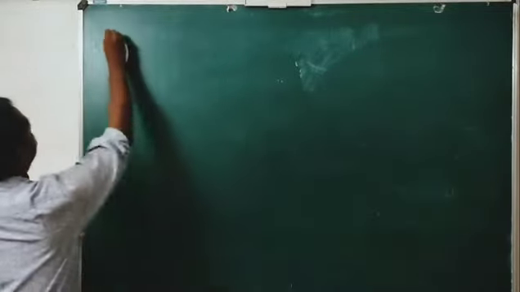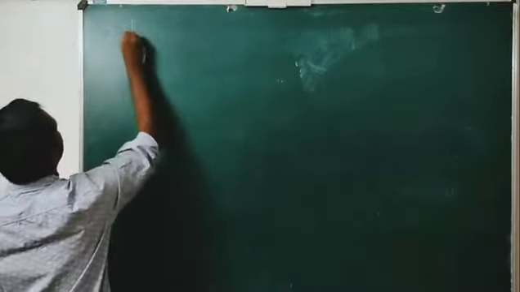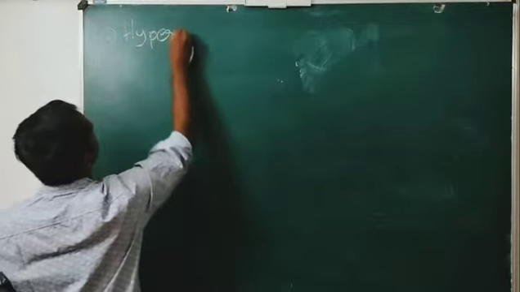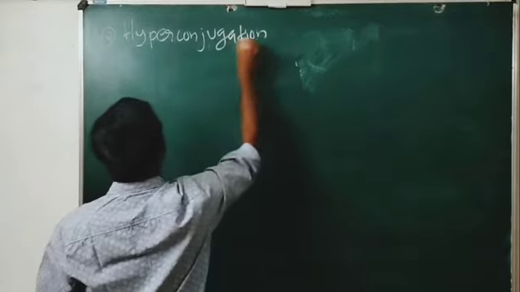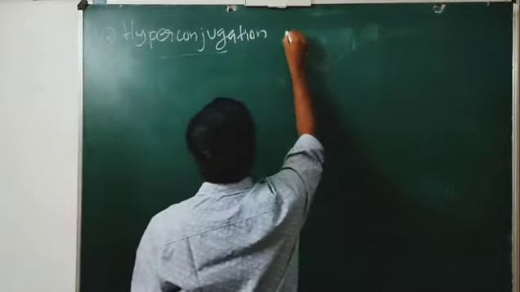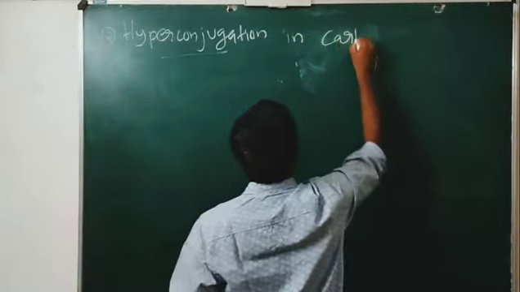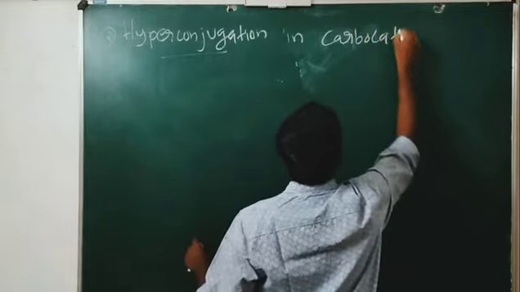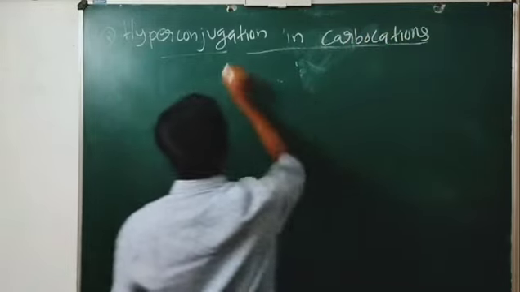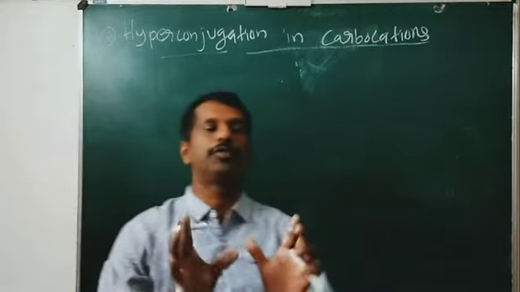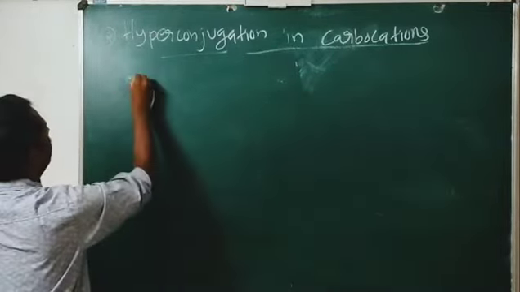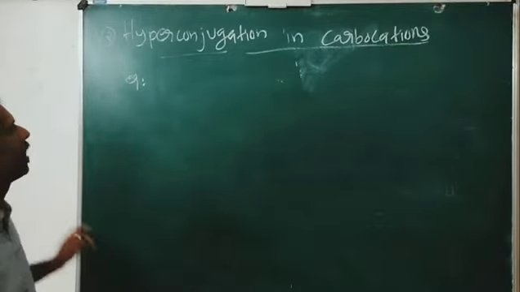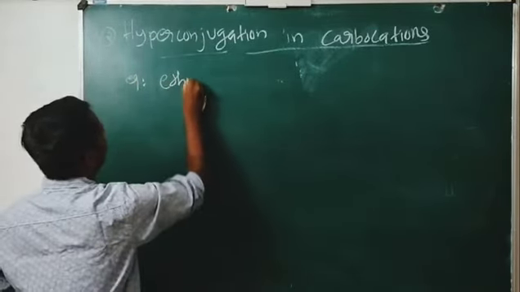Now the second one, hyperconjugation in carbocations. What do you mean by carbocation? Carbon with a positive charge. Look at here. Let us take the ethyl carbocation.